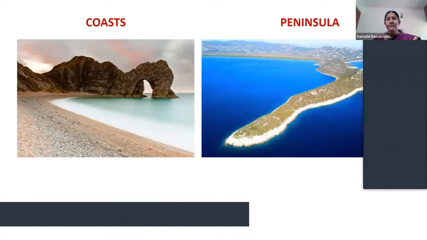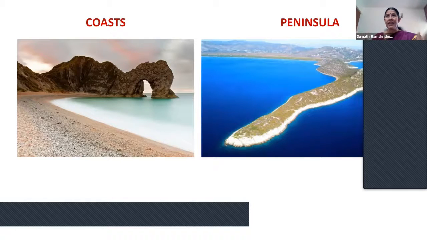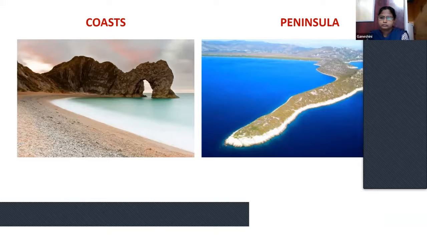Then peninsula. A peninsula is a landmass which projects into the sea and it is surrounded by water on three sides. You can ask them to give an example and pause, wait. So what example do you expect them to give when you talk about peninsula? Indian peninsula, southern part. Yes. India is called a peninsula country and the southern portion is surrounded by water on three sides.